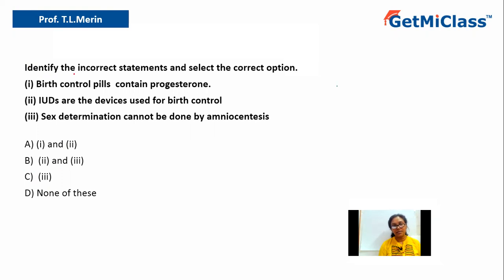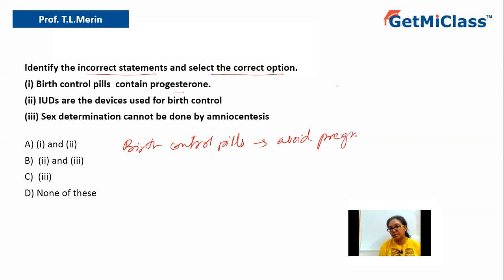Let us understand the question. It says identify the incorrect statement and select the correct option. So we have to look for the incorrect statement. Birth control pills contain progesterone. What do you mean by birth control pills? These are the pills which are taken to avoid pregnancy. These are oral pills which contain hormones.